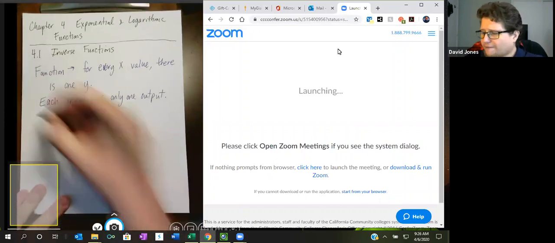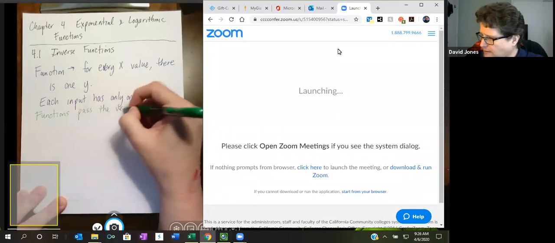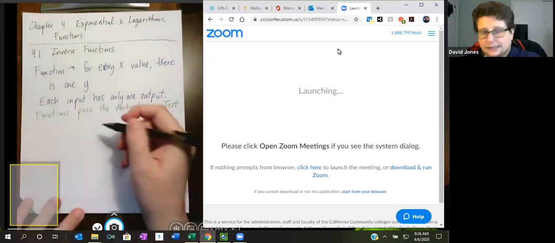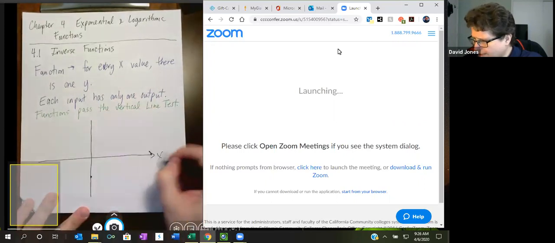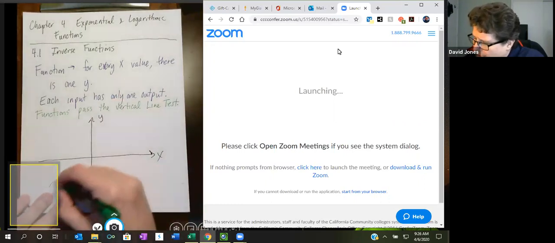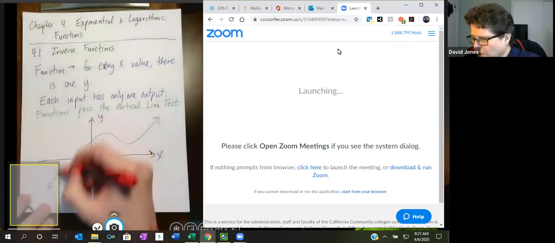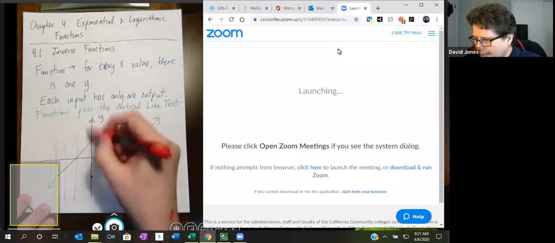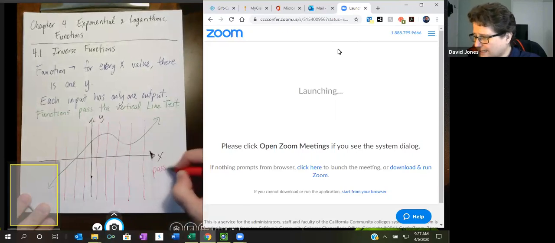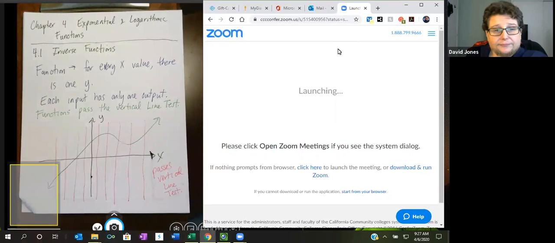Graphically, functions pass the vertical line test. So let's take a look at the vertical line test. We've got our Cartesian coordinate system, x, y. We've got our graph right here, and it does something like this. If I can make vertical lines and it only crosses our green line, our actual function, once, this passes the vertical line test. That's what makes it a function. Okay.